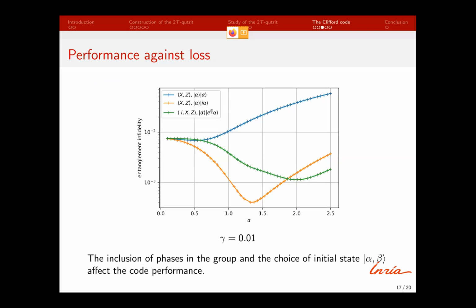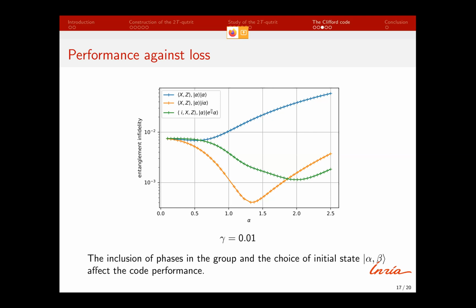So we performed some simulations in the case of the Pauli code. In particular, the one I've been showing is the orange and blue one, and depending on what this initial state is, the performance of the code, in particular here for loss, varies a lot. And then the green code was just to try a different version of the Pauli code where you do the phase I as well, but its performance is lower.